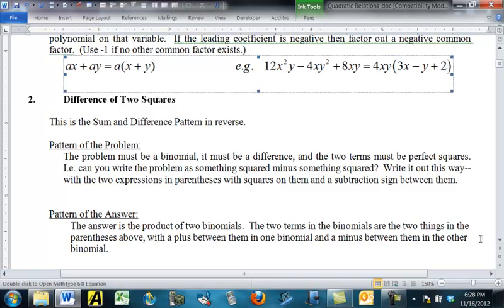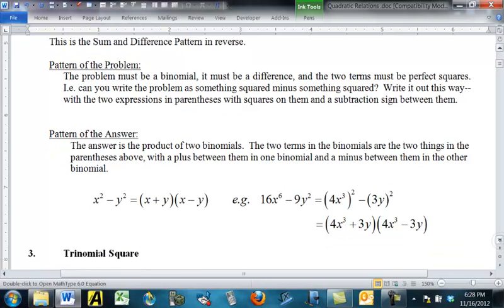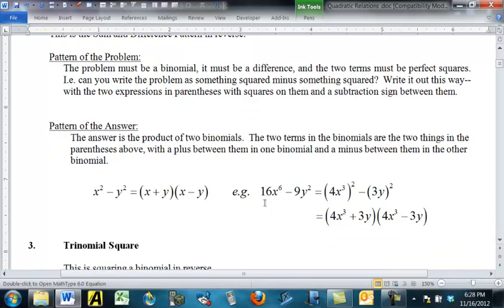If you can do it, then the answer is whatever's in the first parentheses plus whatever's in the second parentheses, and then the same thing with the minus. So the basic pattern is x squared minus y squared equals x plus y times x minus y. So, for example, 16x to the 6th minus 9y squared. First, notice that it's in decreasing order, and notice that it doesn't have any common factors, so we always check that first. Next we see it is a difference of 2 squares.